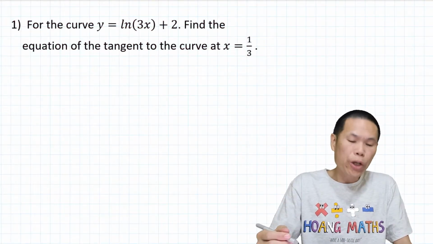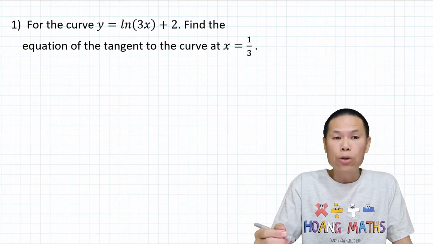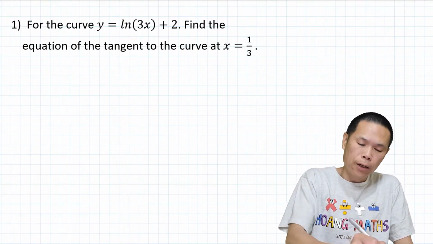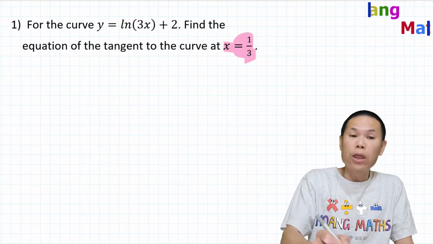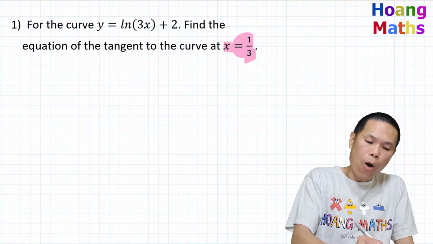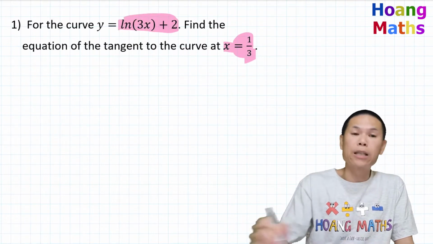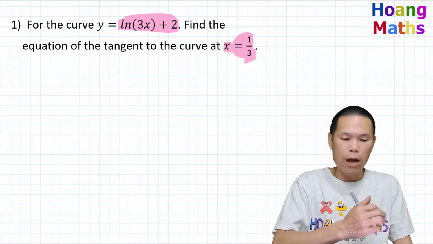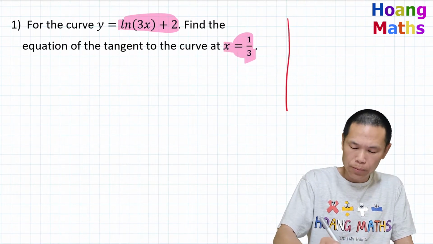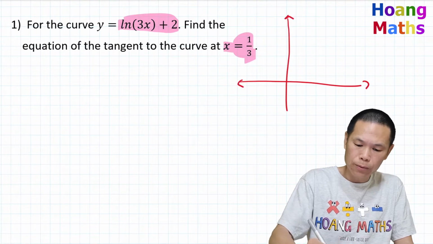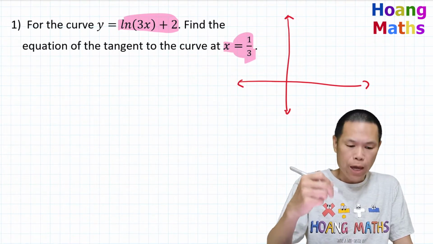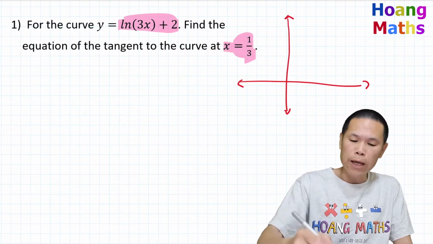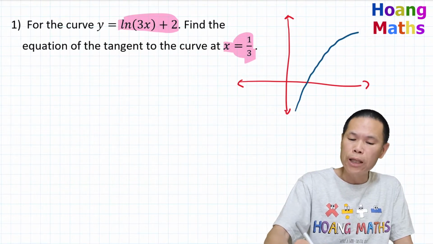First one, we need to find the equation of a tangent to the curve y equals ln of 3x plus 2, at x equals a third. Let me just quickly draw a diagram first. So roughly we have ln of 3x plus 2, just a rough sketch like that.